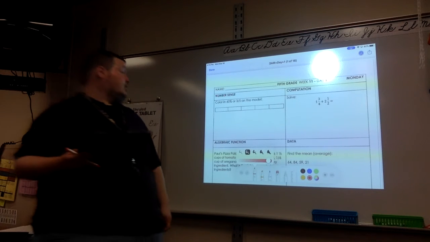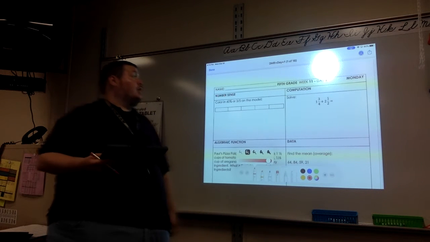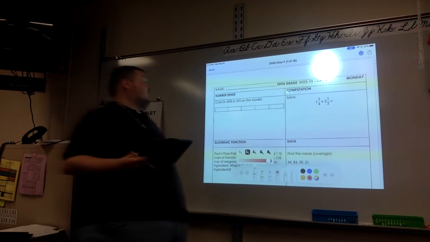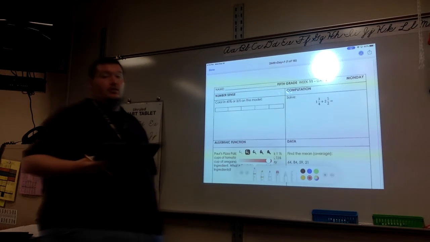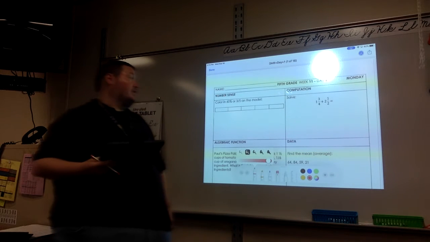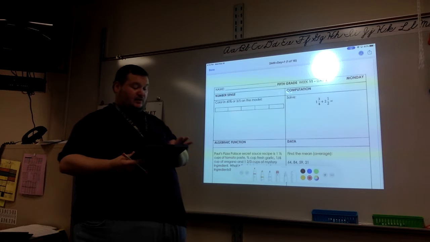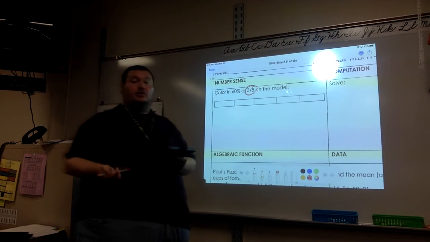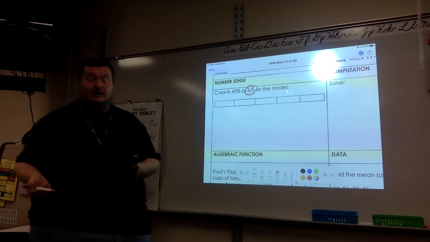Good morning. Today we're going to go over our day one DMR, should say week 11, day one. So we're going to color in 60% or 3/5 of the model. Well, we've talked about percentages and decimals and fractions. And really what's the best to focus on right now for this week is look at that fraction. It says 3/5, which literally means 3 out of 5.